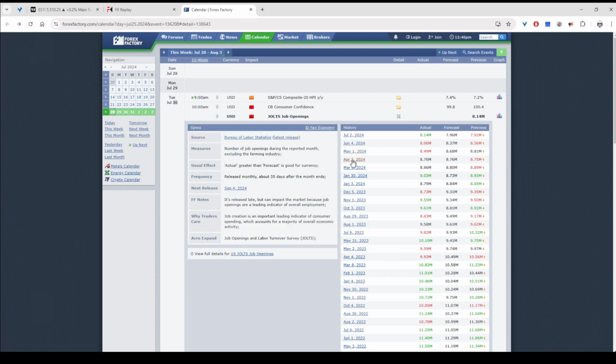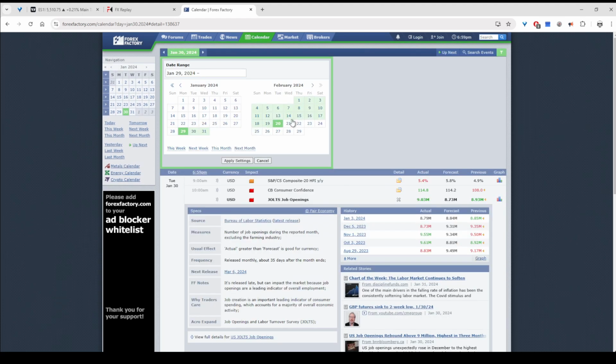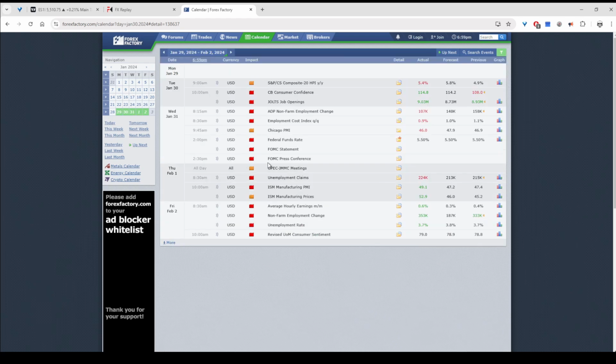So I'm looking through the history and I see that January was the last time we had JOLTS on a 30th, meaning the end of a week. Typically it's going to be the first week, but we want to find one that's the closest to the week we have. So I can see January 30th had it, so I can click on that, pull up the information for the entire week, the 29th until the 2nd of Feb, and I can see a very similar type of week. No news Monday, JOLTS Tuesday, NFP Friday.